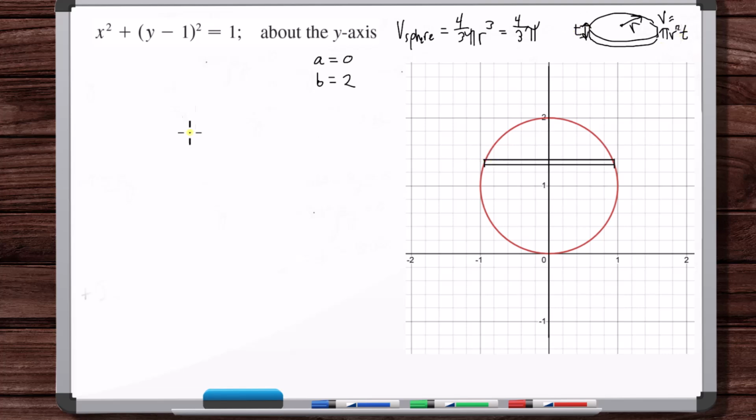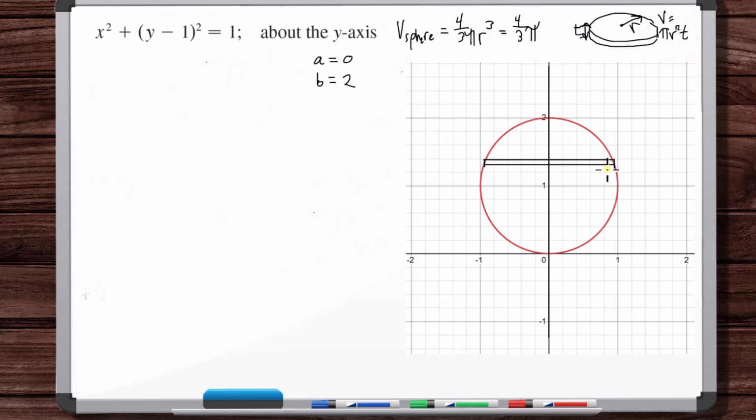And the thickness is going to be dy. So what we need is, we're going from 0 to 2. At each point, we need just the r. That's all we need. So what's the r? The r is this length.